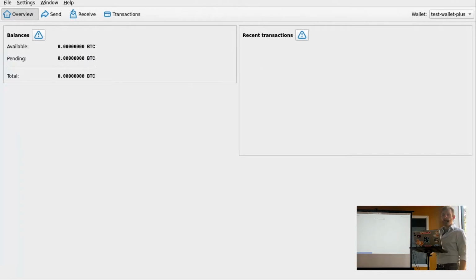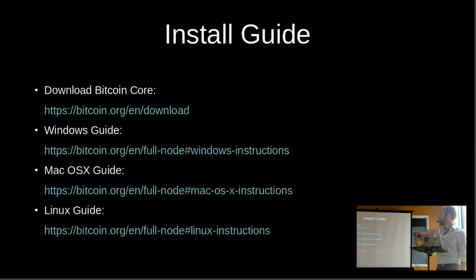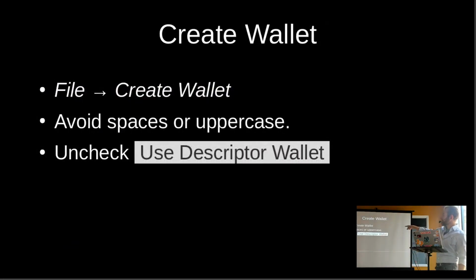All right, so do we all have Bitcoin Core Qt ready to open, or at least are we on the command line with the CLI? Once we get to this section, you want to go to File, Create Wallet once you're in the interface. Avoid spaces or uppercase when you label your wallet, and I will get into why that is. And you do want to, for now, uncheck Use Descriptor Wallet.